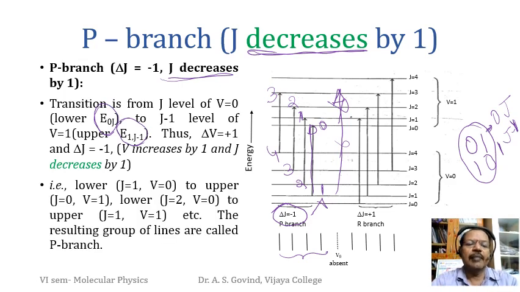So some examples are given here. J equals 1, V equals 0. Upper level is J equals 0, V equals 1. That is the first line we have taken. This is J equals 1, V equals 0, the starting level, and the upper level is J equals 0, V equals 1.